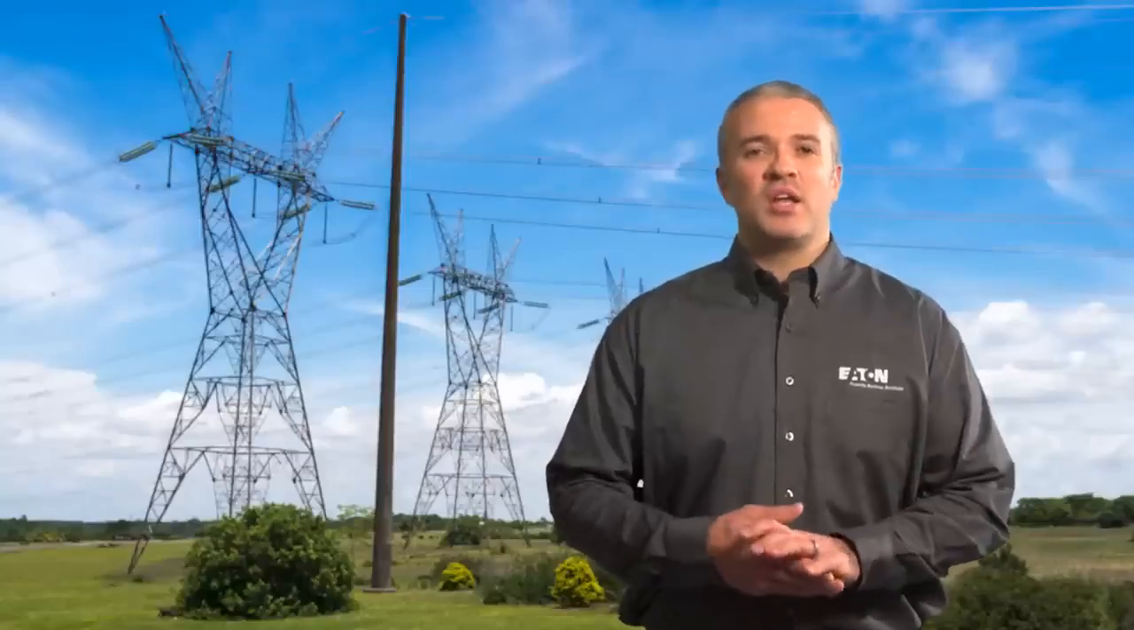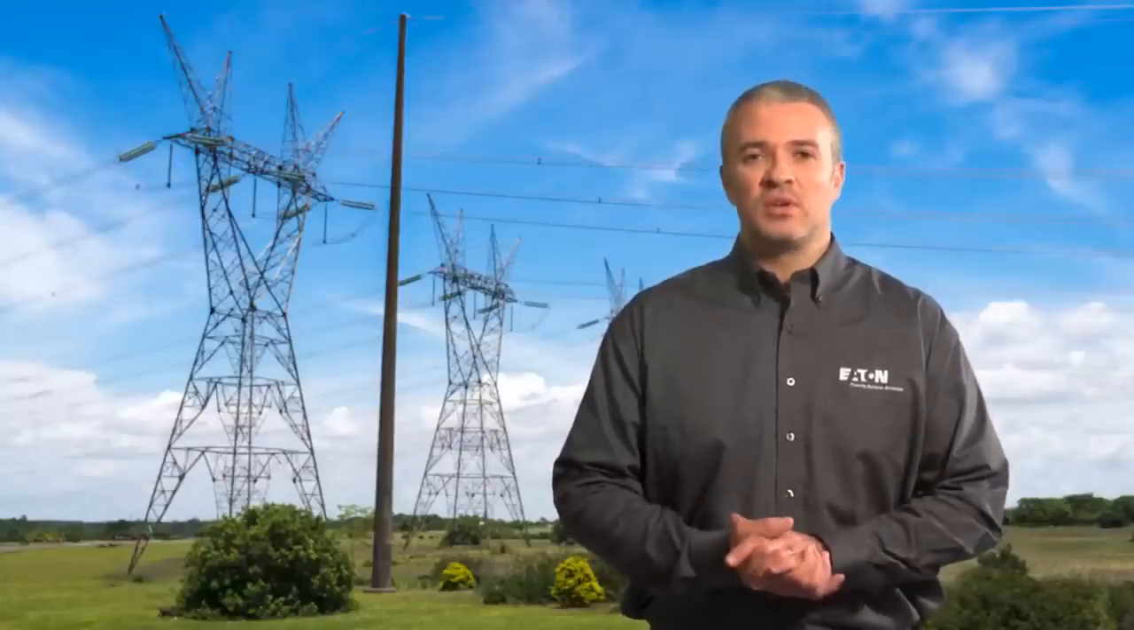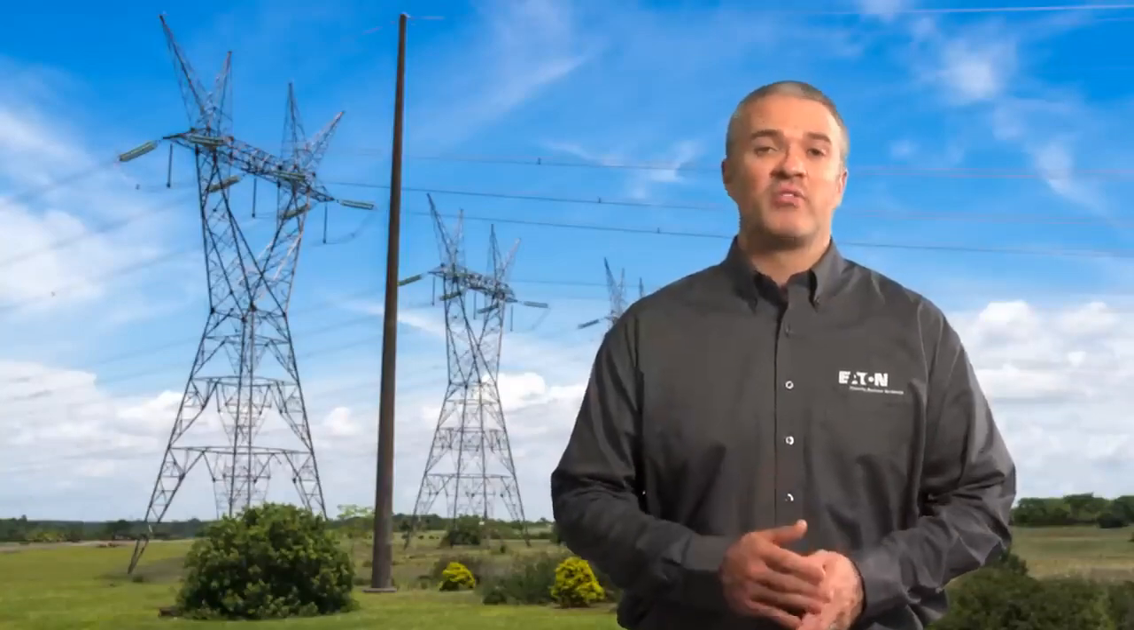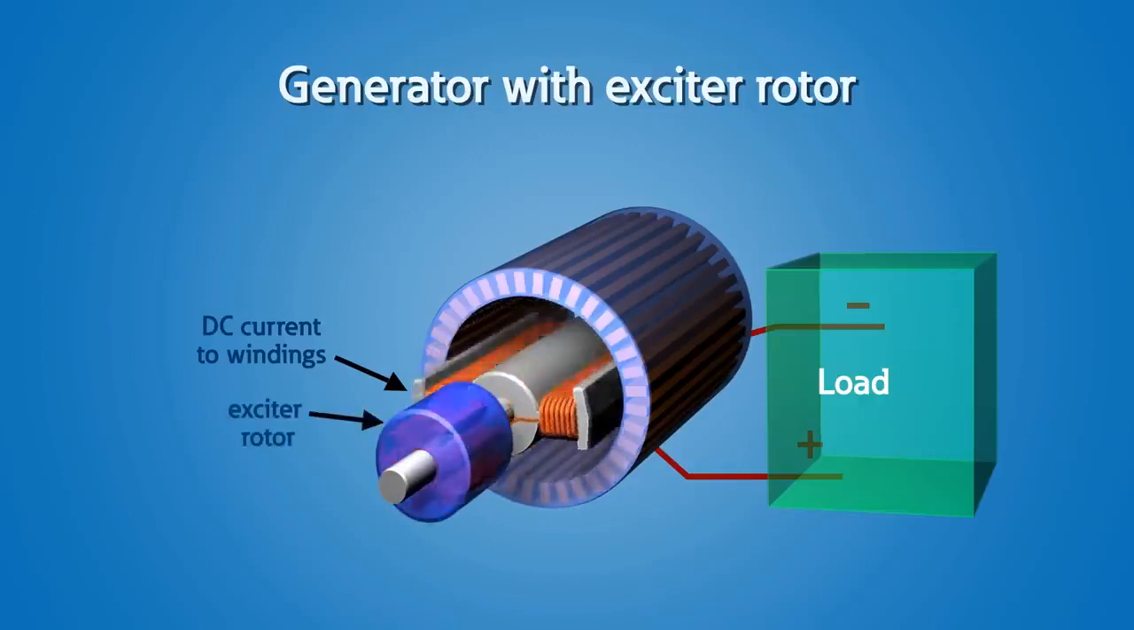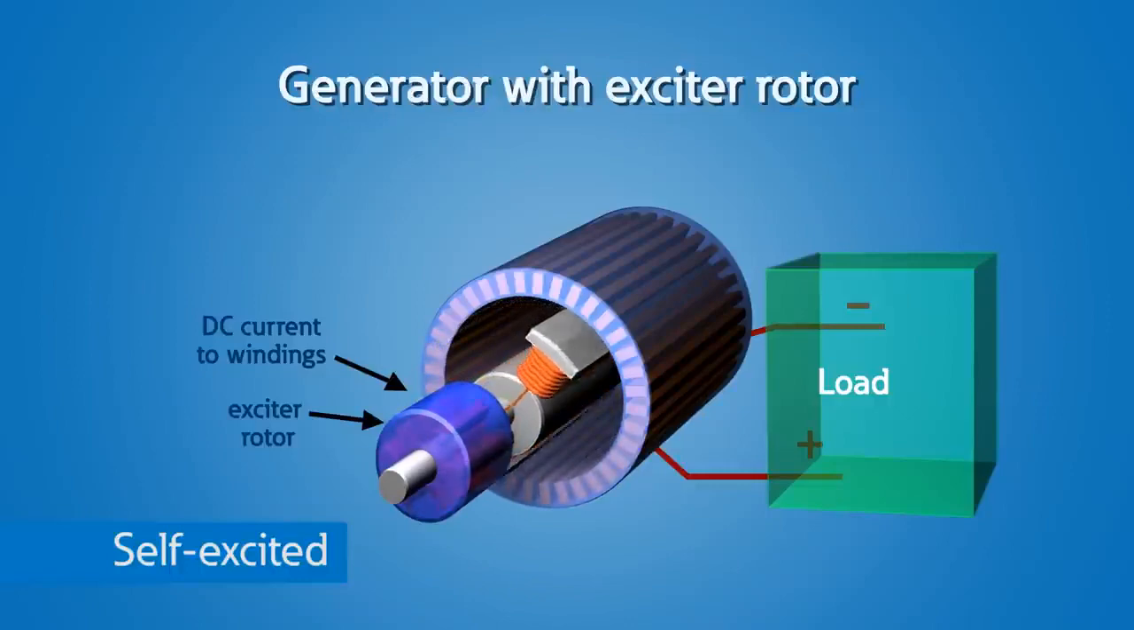This essentially is creating an electromagnet with the DC source. This DC current can come from an external source or from a small exciter rotor with a rectifier that is attached at the same shaft as the main rotor and is called self-excited. This excitation current is a crucial part in the voltage regulation of the generator.